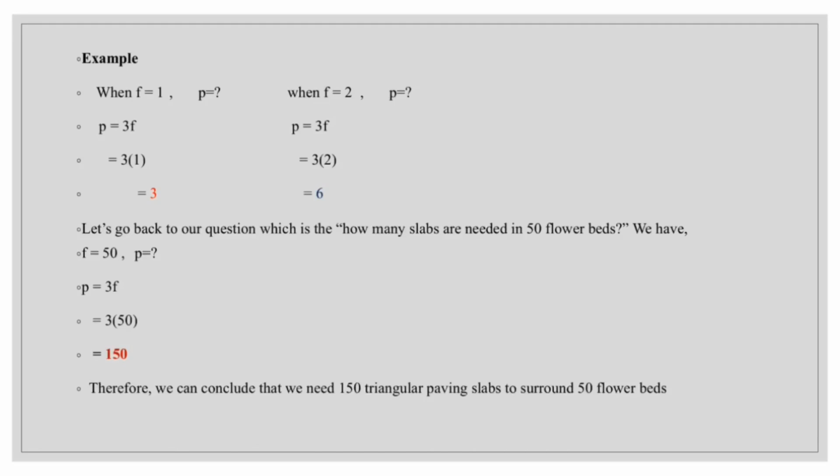Let's go back to our question, which is how many slabs are needed in 50 flower beds. We have 50 flower beds, and then, hanapin natin kung ilang paving slabs yung gagamitin natin. P is equal to 3F, then substitute the value of F, which is 50. 3 times 50 is equal to 150. Therefore, we can conclude that we need 150 triangular paving slabs to surround 50 flower beds.